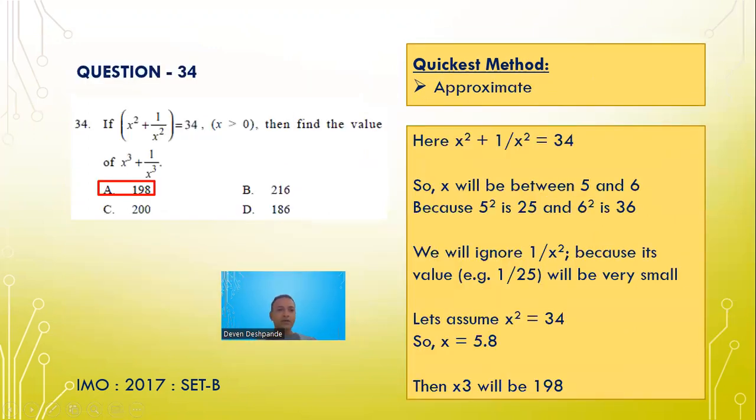Okay, next one. Question 34. If x square plus 1 upon x square is equal to 34 and x is greater than 0, then find the value of x cube plus 1 upon x cube. Here you have to approximate, isn't it?